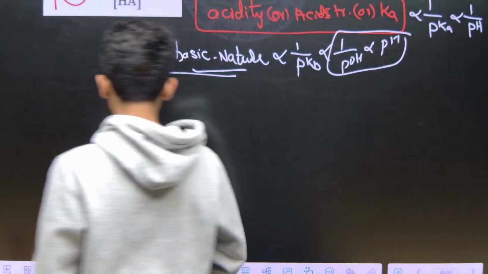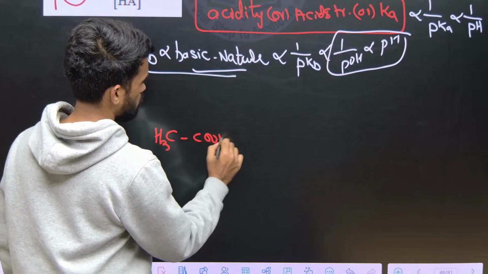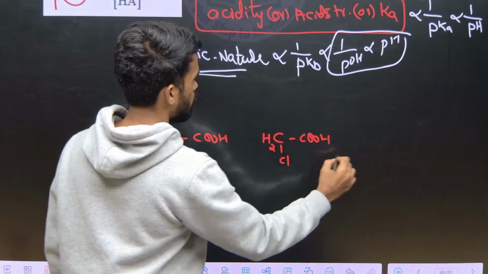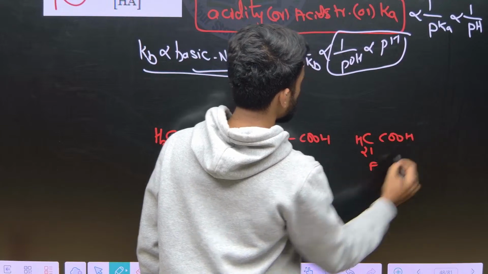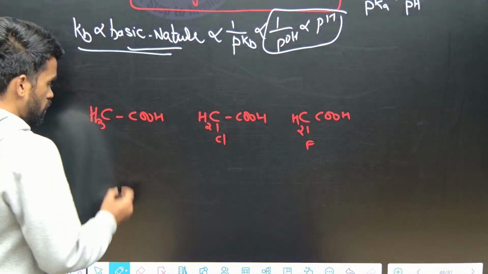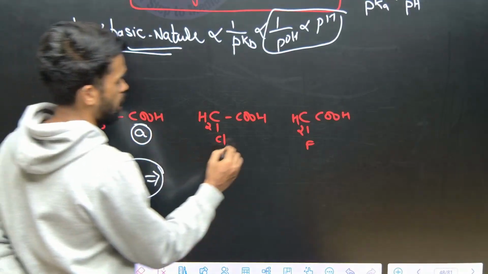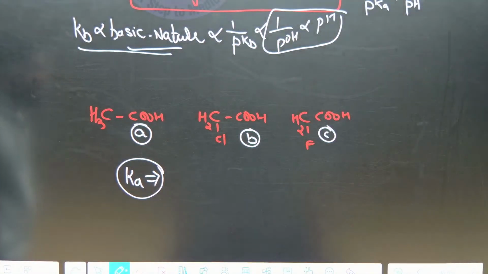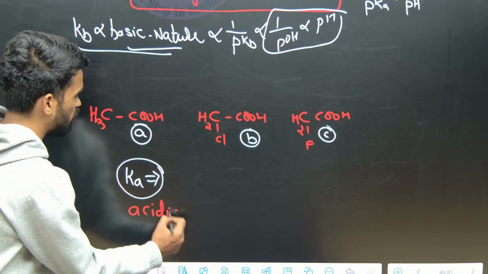For example, I am giving you acetic acid, chloroacetic acid and fluoroacetic acid. These are the three compounds mentioned. They are asking Ka order. How can you give the Ka order? Which is having more Ka? Increasing order of Ka. Okay, so Ka is nothing but acidity now. More acidic, more will be the Ka value.